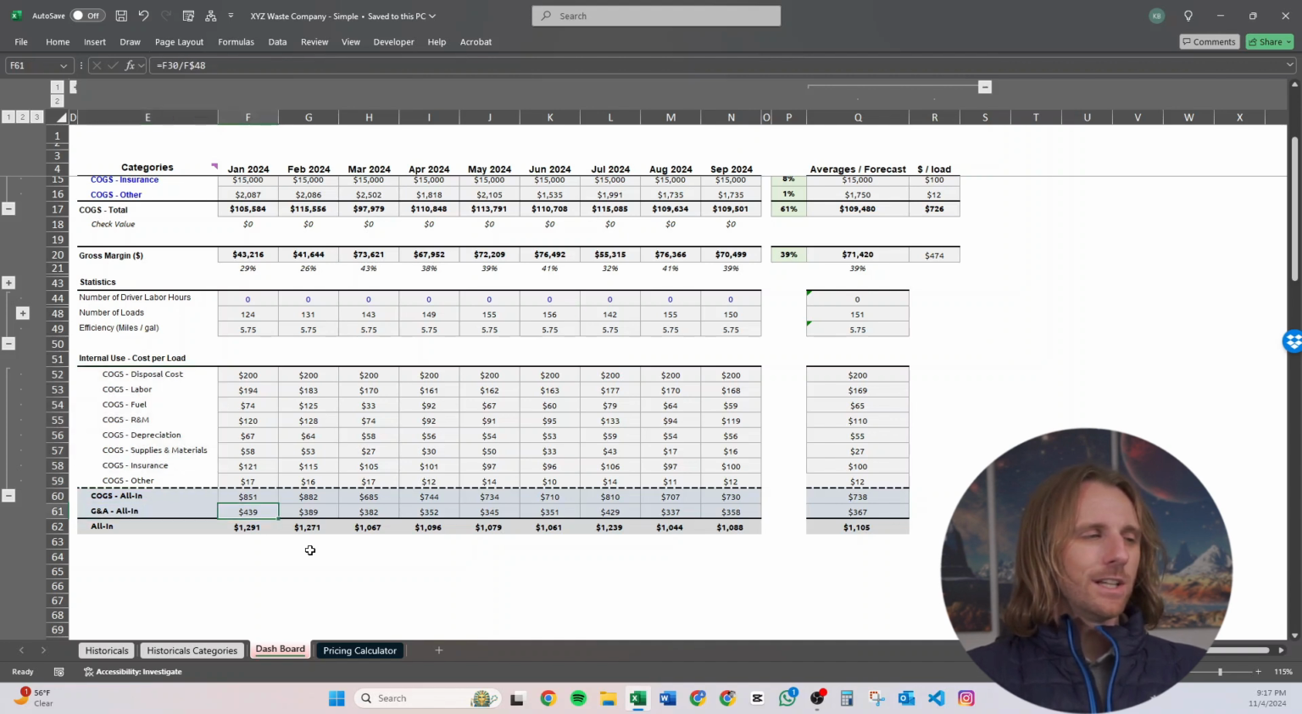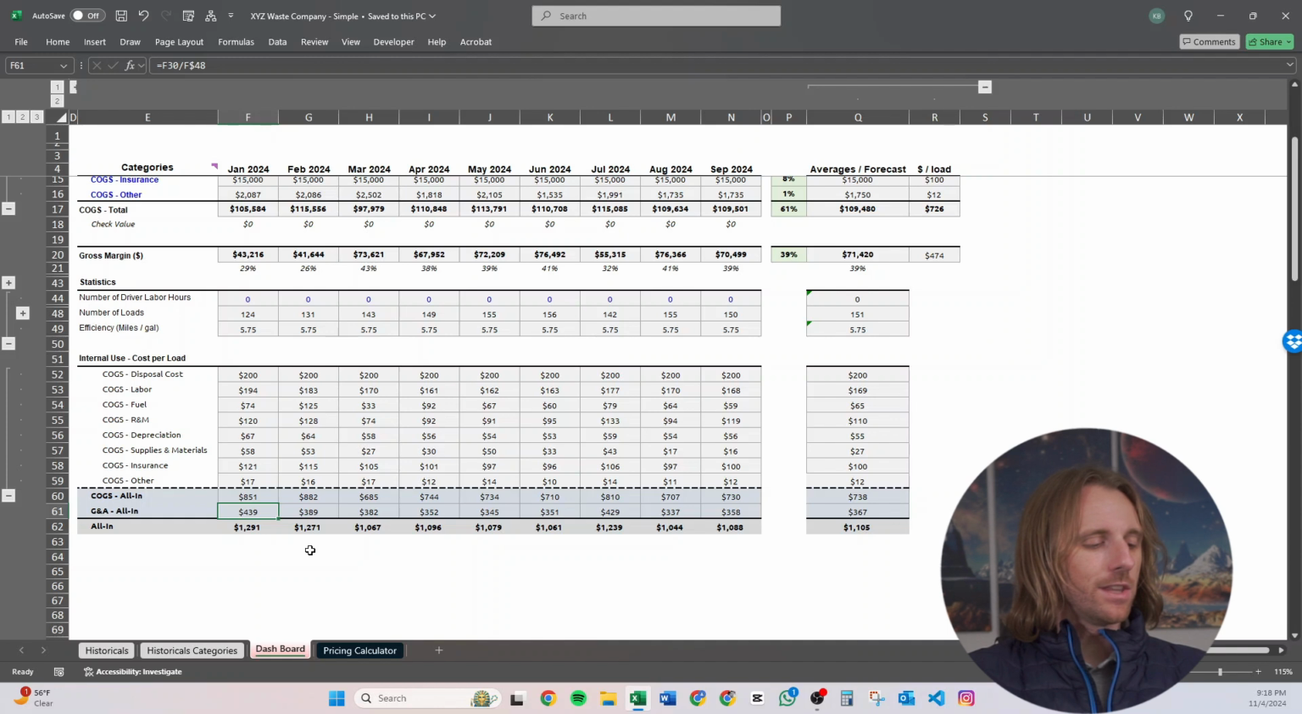And then the only level of visibility you need into G&A that I think is very important is doing an all-in cost, G&A cost divided by the number of loads. This is extremely important, and when I put this table together initially, I could start seeing into the business pretty well.